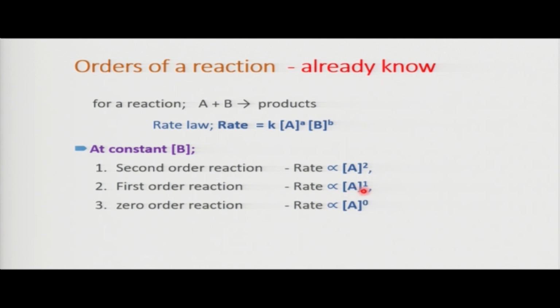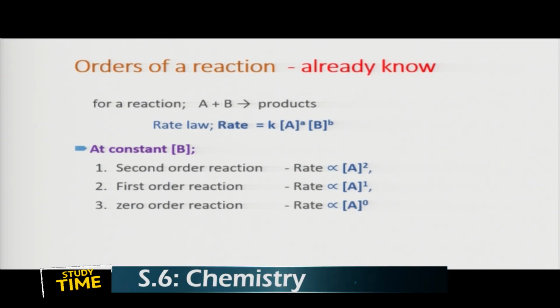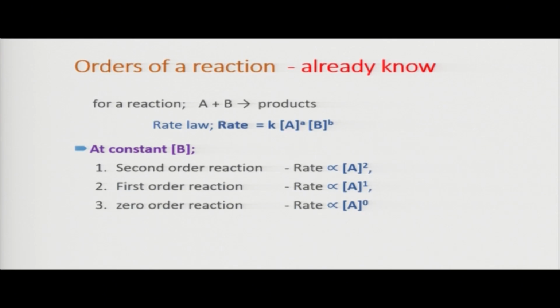And for the 0 order, any number power 0 is always 1. So for a 0 order, the rate is independent of the changes in the concentration. So we're going to see different forms and give different examples. Here we've been just saying a reaction A plus B. But in this lesson, we are going to use specific examples since we understand what these laws imply. That is a recap. If you're joining us, please know that knowledge.